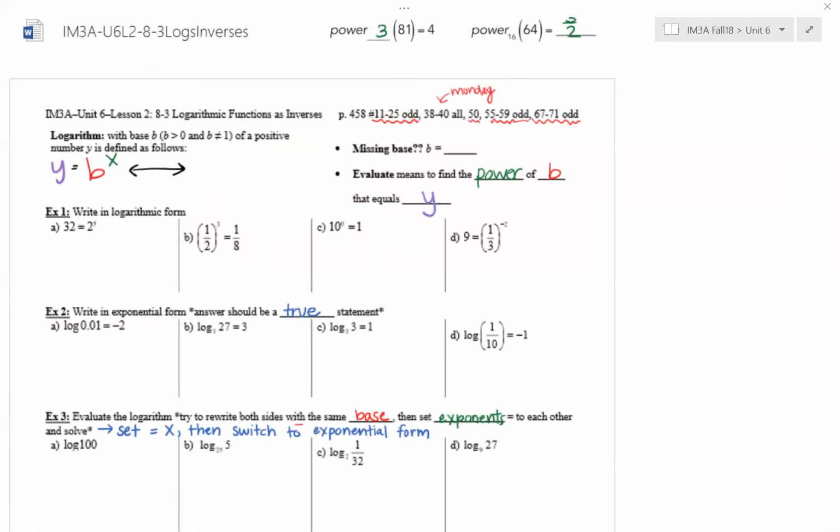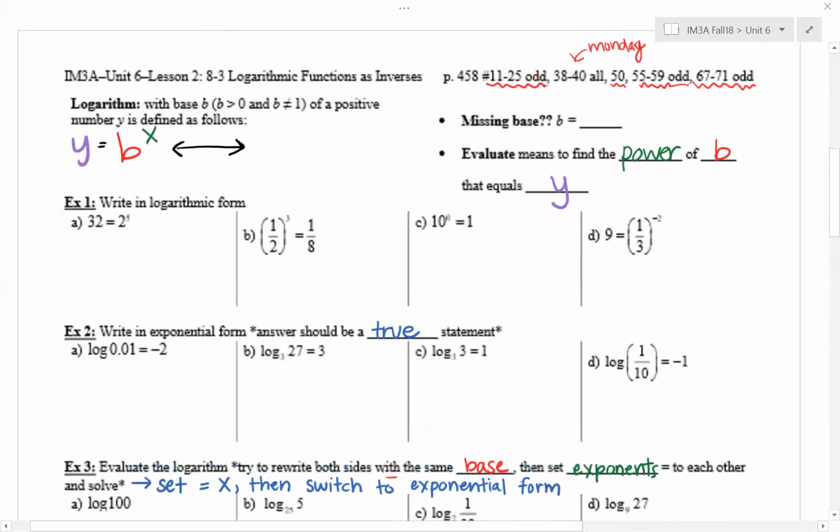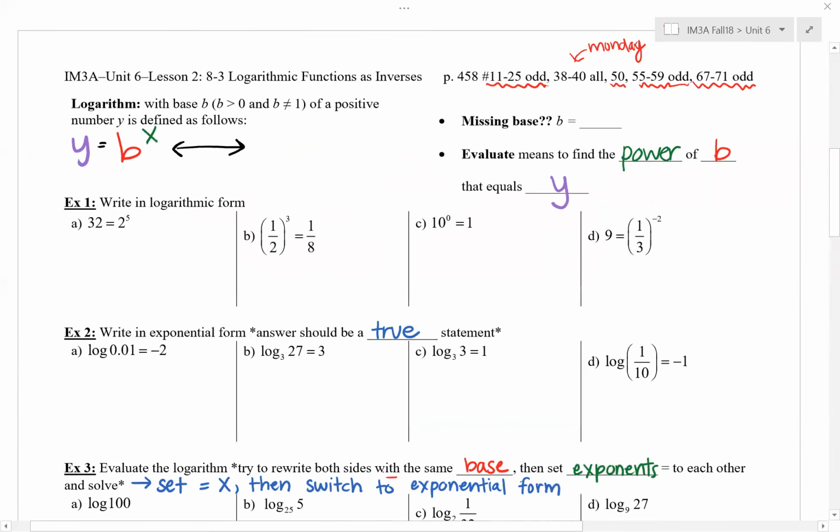Okay, so in the lesson 2 notes, you'll notice that for the homework, I've underlined everything except for 38 to 40. Those are the graphs, which is what's on the back, and we aren't going to get to that till Monday. So know that you can do the majority of the homework with this.